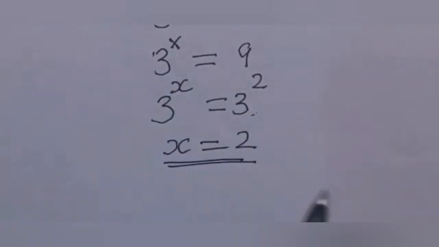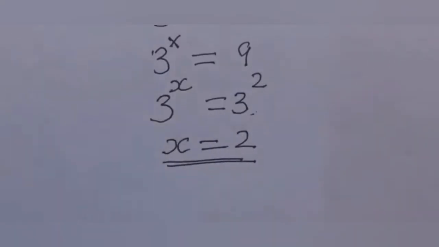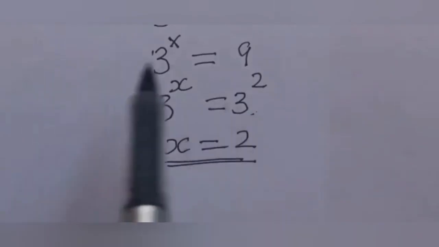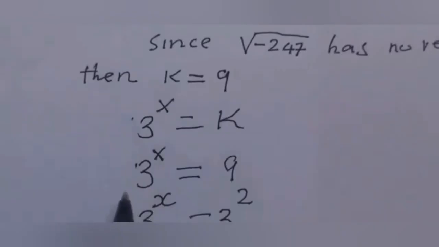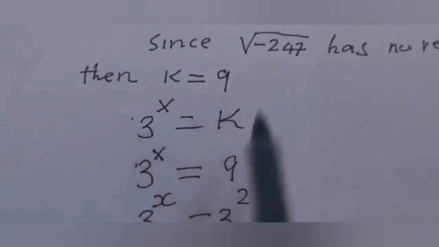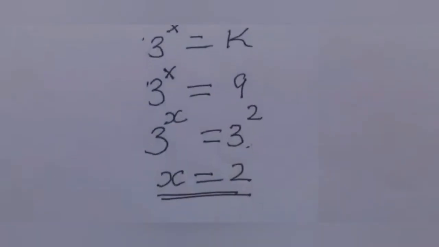As we have seen there, the other side has no real roots. So the only value of k we got was 9, and from 9 we get the value of x equals 2 by letting 3 raised to x equal k, and k equals 9. As we have seen here, we have reached that the value of x equals 2.